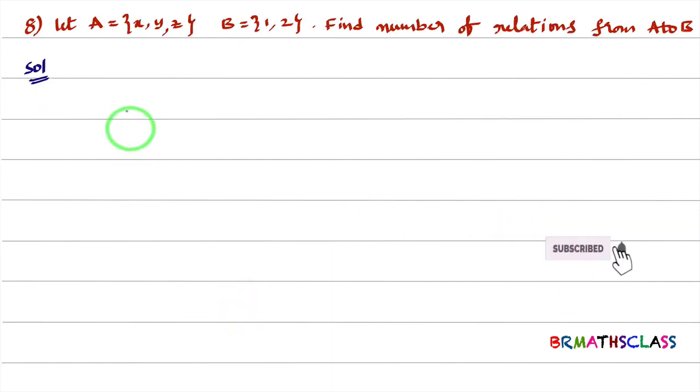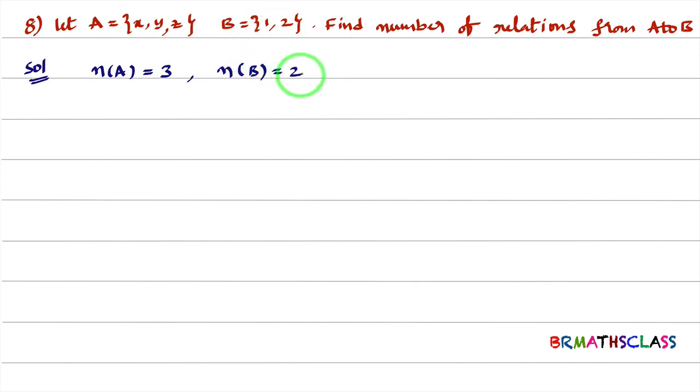Now, you see question number 8. Set A is given. Set B is given. They are asking to find the number of relations from A to B. Here, how many elements are there in set A? Here, 3 elements are there in set A. That means the number of elements in set A is 3. And how many elements are there in set B? In set B, 2 elements are there.